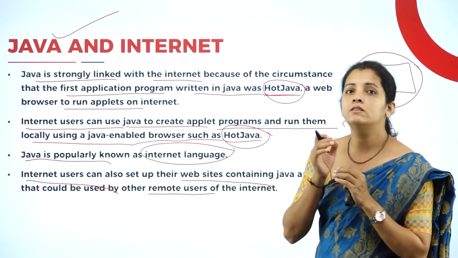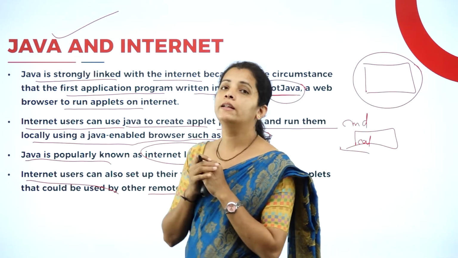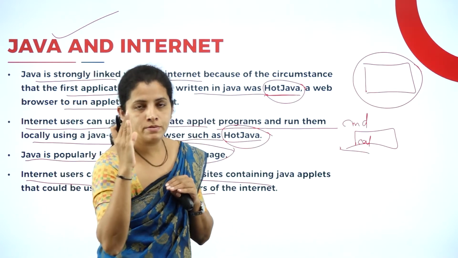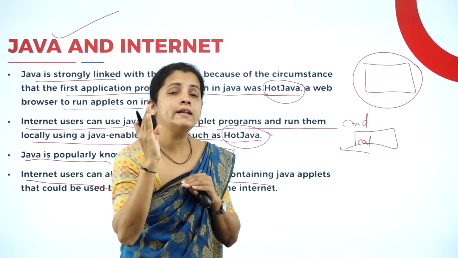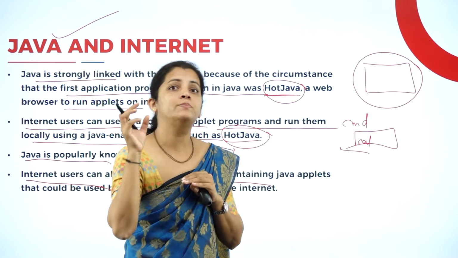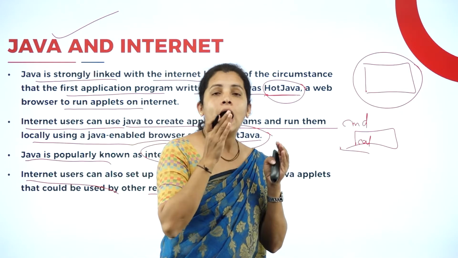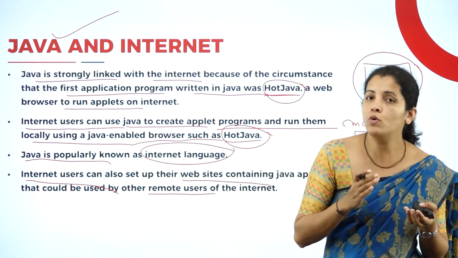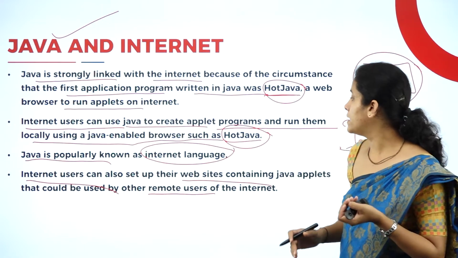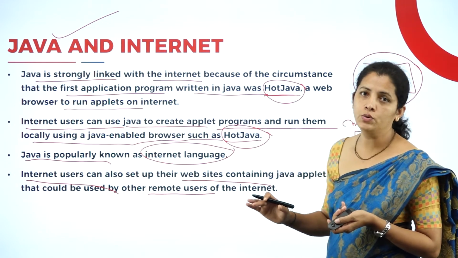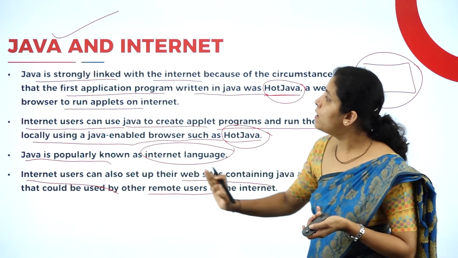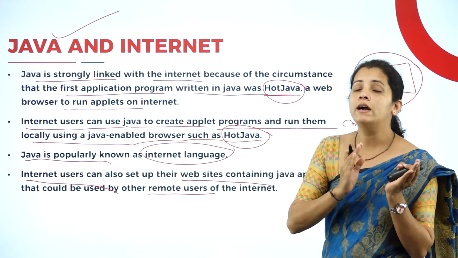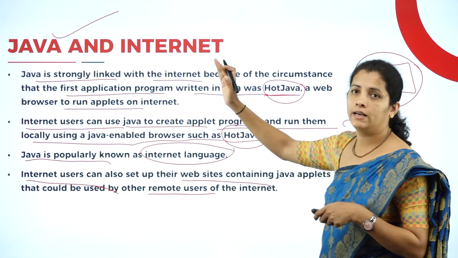By using Java programs, the internet user can create their own website, and the website is nothing but the web page, which may include applets that can be used by the remote user or by the local user. So this is all about Java and internet. That means how Java is linked with the internet.